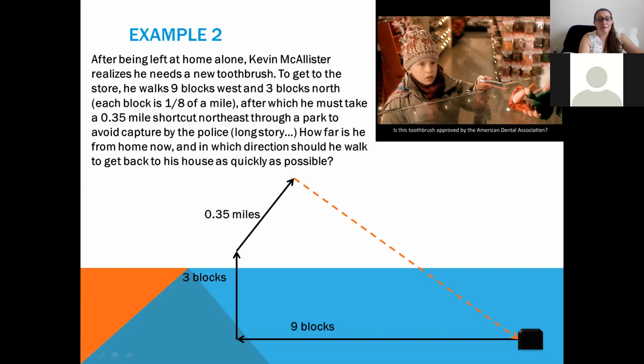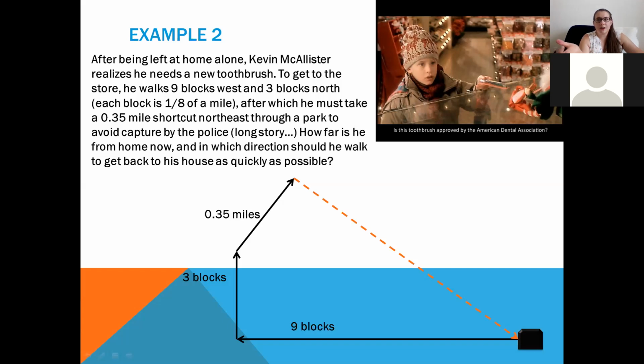I'm seeing a lot of good thoughts in the chat. Yeah, so there are a couple of things. First of all, you notice that it's not a nice, simple triangle. We can make it into one though, and I'll show you how to do that in just a moment. But yeah, I would say the first problem is that we're dealing with mixed units, blocks and miles. And we don't want to mix our units like that. That's kind of a problem.